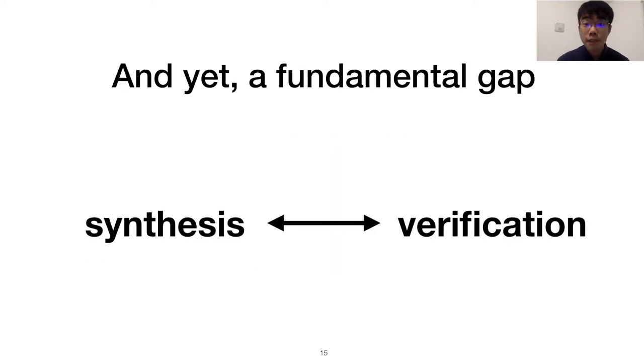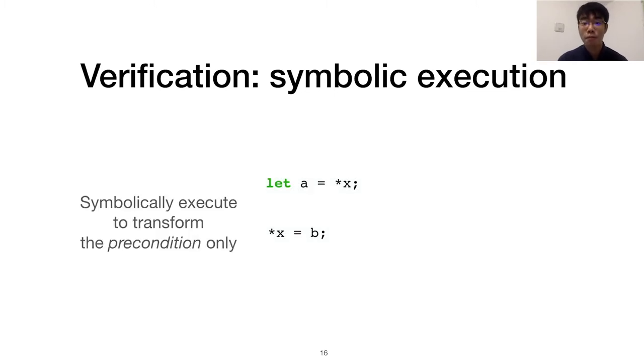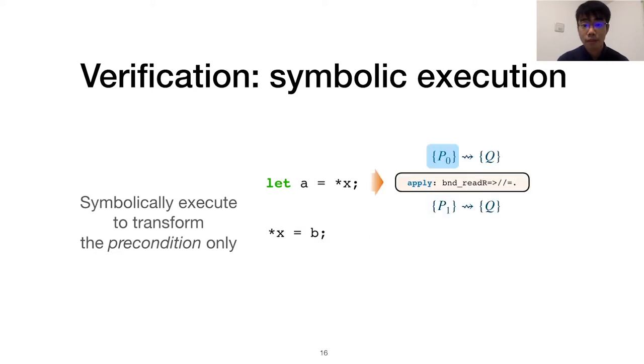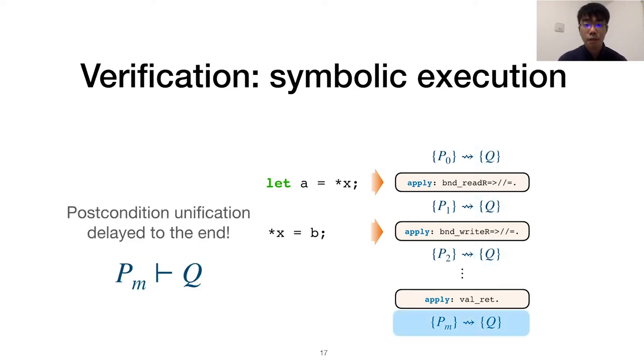Interestingly, though, there's a fundamental gap between synthesis and verification proofs, which prevents a straightforward generation of these proof certificates. In verification, a program implementation is known ahead of time. This means we can use its structure to guide the proof, symbolically executing a proof step corresponding to each program statement. The precondition P is transformed as we go. Notice how postcondition Q stays untouched. Only at the very end does the fully symbolically executed precondition P' get unified with postcondition Q.